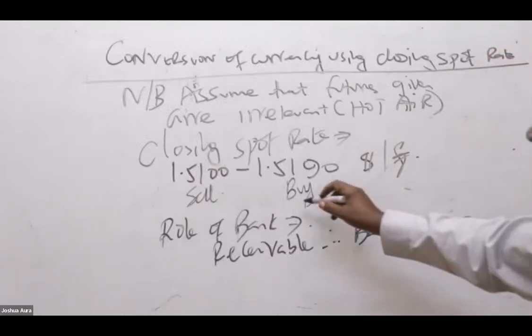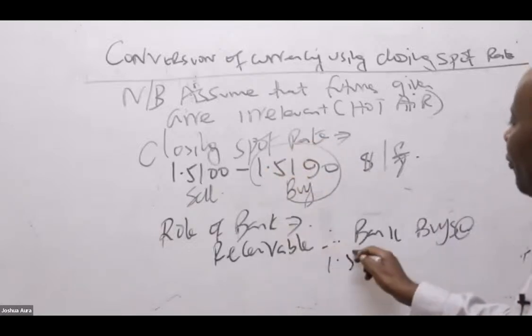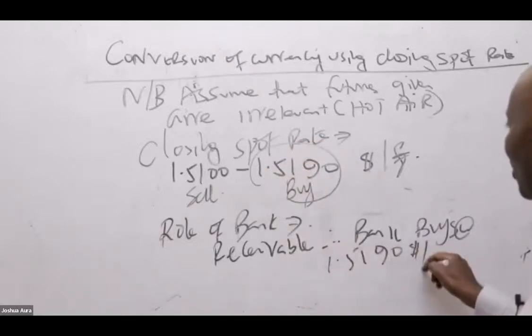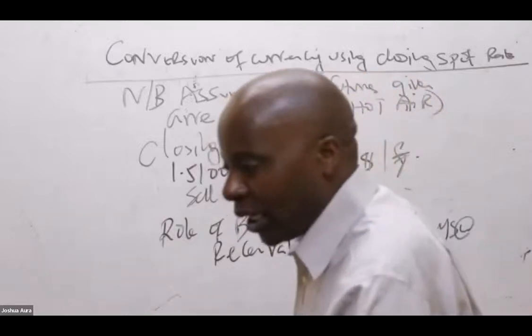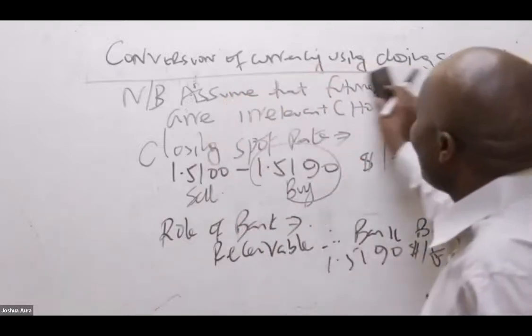At what rate? The buying rate is given, at $1.5190 per pound. So then go ahead and exchange. The last step is exchange. So go ahead and exchange.